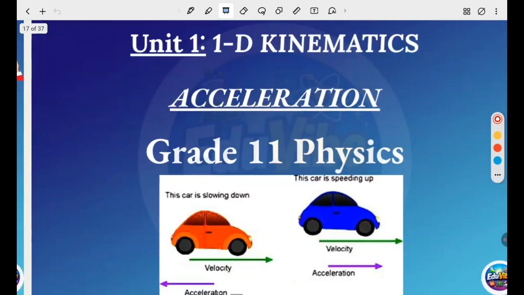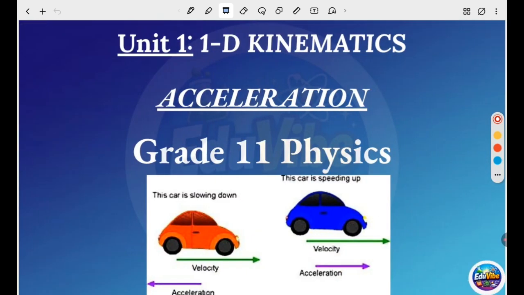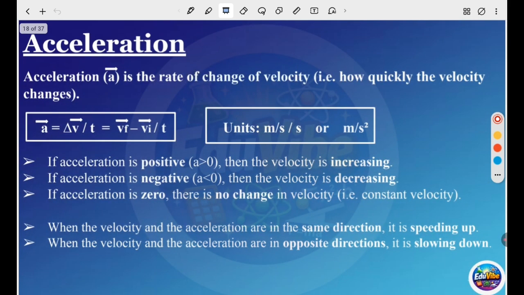So today we will start with another topic of 1D kinematics, which is acceleration. We know what acceleration is. Acceleration is also a vector, so we write it as a with an arrow on top. Acceleration is the rate of change of velocity. When the velocity changes, we say acceleration is happening. That is how quickly the velocity changes.